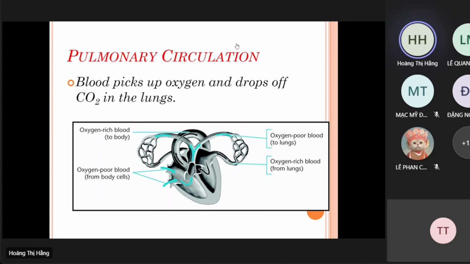Who knows? The gas exchange occurs in what parts of the lung?